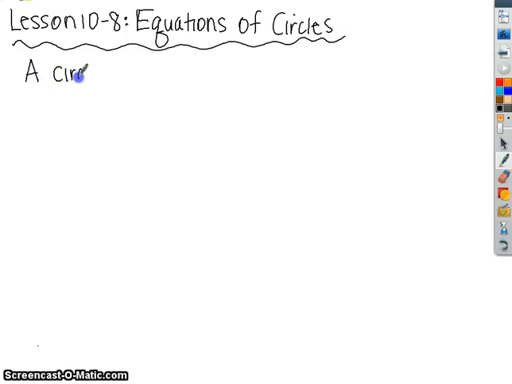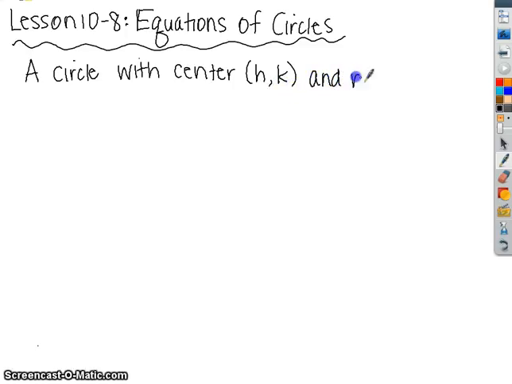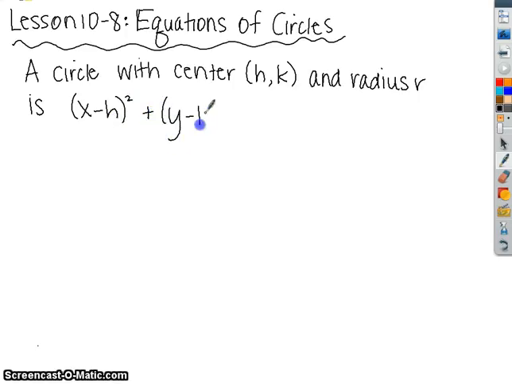A circle with center (h, k) and radius r is (x minus h) squared plus (y minus k) squared equals r squared.